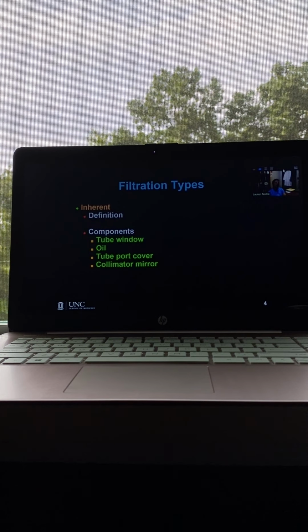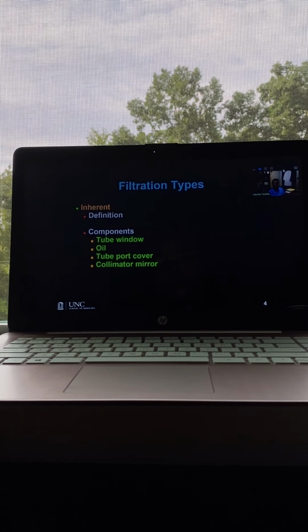Okay. All right, so filtration types. We'll start with inherent. So what do you think inherent filtration means? What do you think inherent filtration means? If it's inherent. It's already built in the tube. It's already there. Yeah, it's already there.